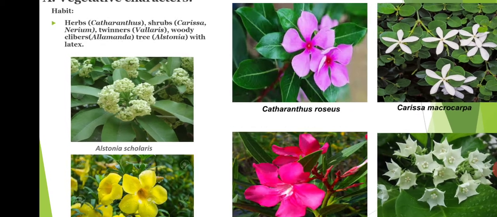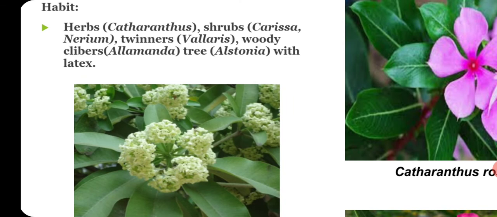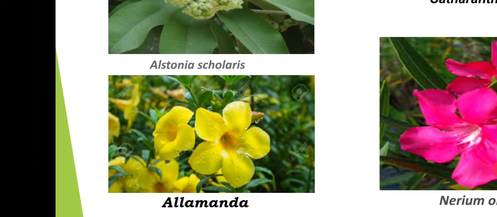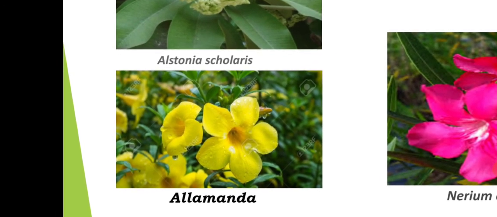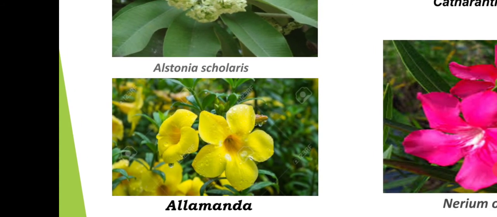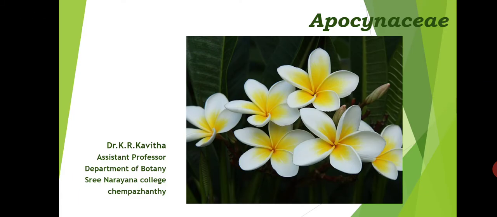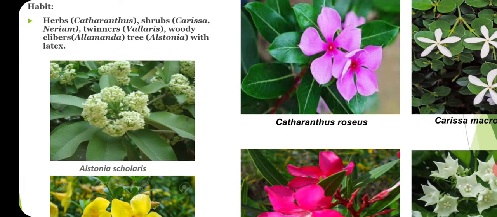Here one spelling mistake: climbers, that is Allamanda. It appears as a bushy form because we prune it continuously. If the branches are pruned continuously, it can grow as a bushy shrub, but naturally it is a woody climber. And next is a tree example, that is Alstonia scholaris, the Edilam pala.